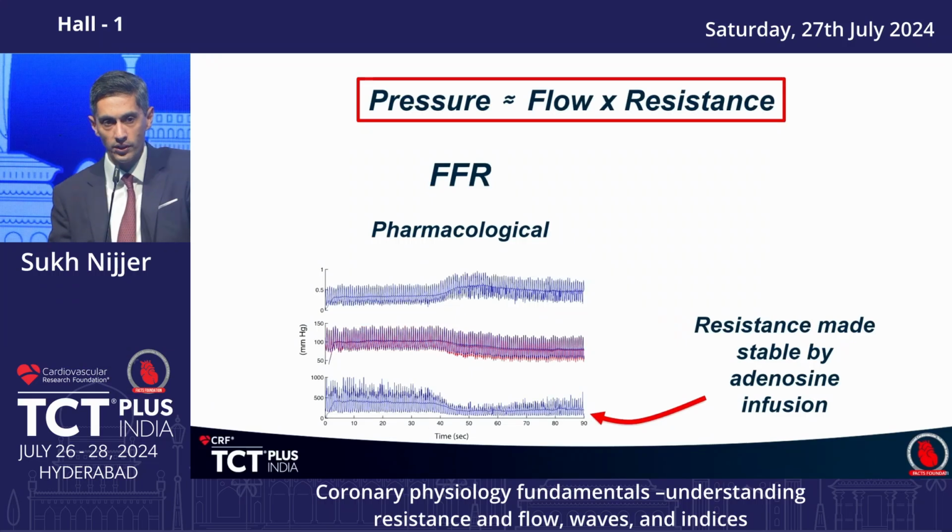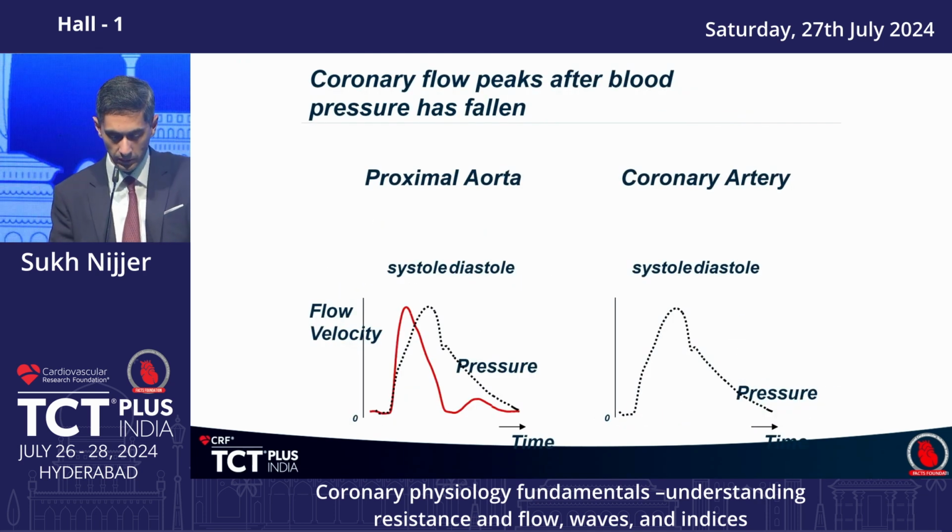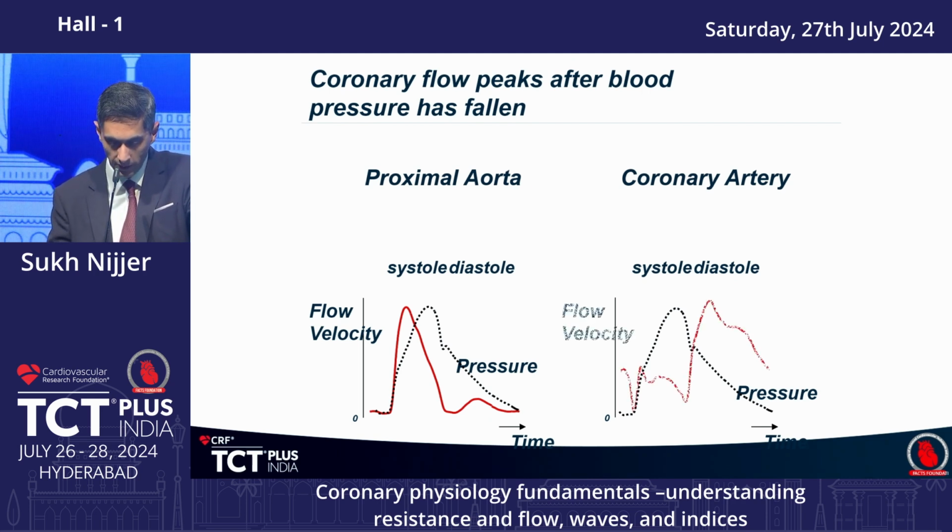So fractional flow reserve is a long-established technique in which we infuse adenosine and make a pressure measurement because we are making the resistance low and therefore increasing flow and dropping the pressure gradient. There are other ways of making these measurements as well. Pressure and flow relate to each other in a complex way. In the aorta, it is quite simple. Pressure and flow have a close relationship. But in the coronary arteries, it is very complicated.